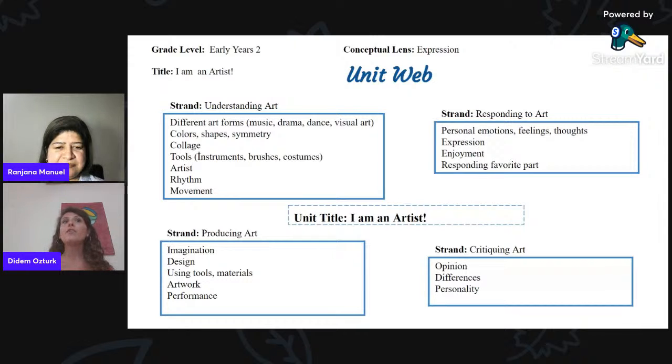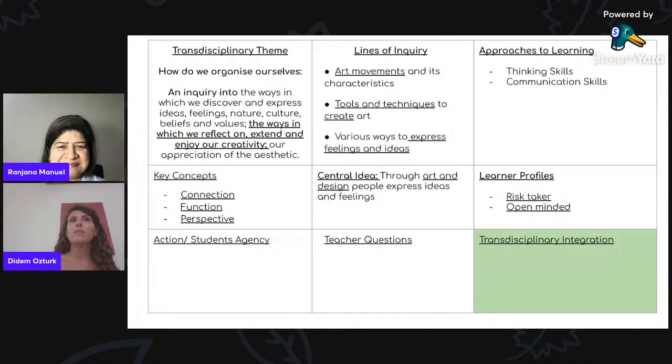And I added different art forms, as it was already talked about on the chat box: music, drama, dance, and visual art. Also, our art scope and sequence provide us all these clusters, like colors, shapes, and symmetry, collage, tools, artists, and rhythm, movement, and there are so many other concepts that are related to exactly the transdisciplinary theme and lines of inquiry and central idea. Everything is going around this main part of the unit.